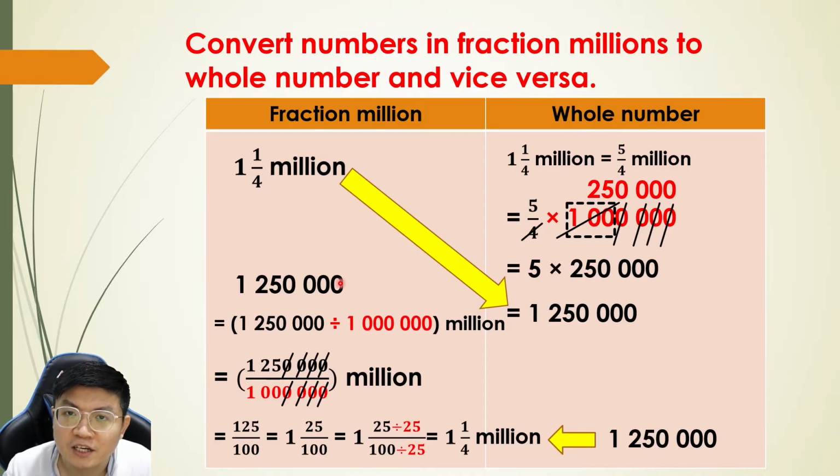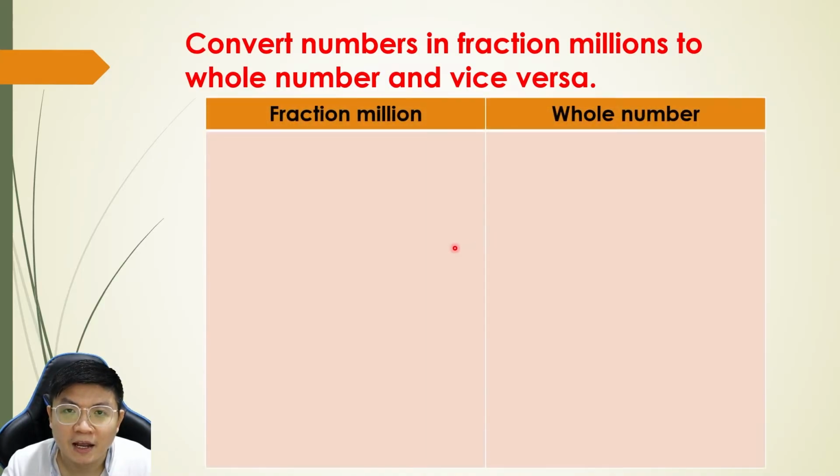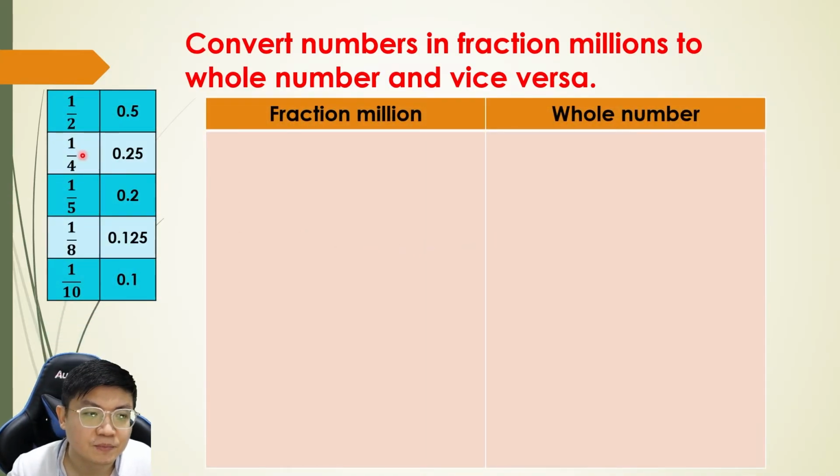Right. There is actually another method. If you're not really sure how to do this cancellation method, there is actually another method where you need this table. Yeah, 1 over 2 equal to 0.5, 1 over 4 equal to 0.25, 1 over 5 equal to 0.2, 1 over 8 equal to 0.125, and 1 over 10 equal to 0.1. By taking this picture, you actually save some time in simplifying.